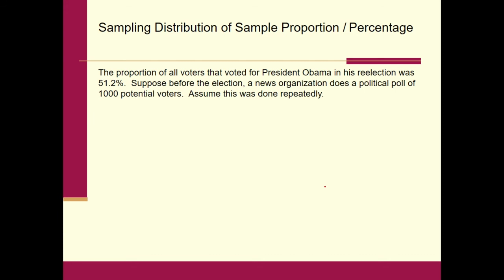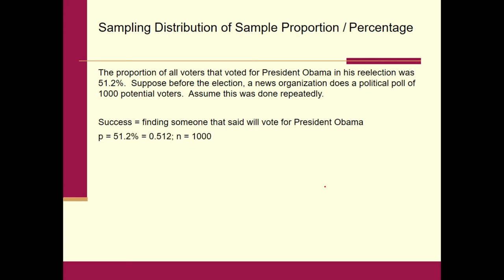However, we can theoretically think this through. What would be a success? Finding someone that said they would vote for President Obama. That means lowercase p is what in this problem? It's 51.2% or 0.512. n is equal to 1,000. So let's create the sampling distribution of p hat. What are the three characteristics that we always want to look at? It's the mean, the standard deviation, and the probability distribution.